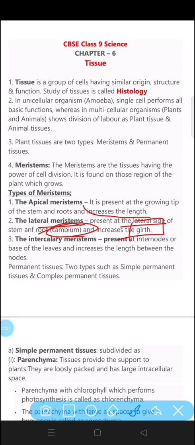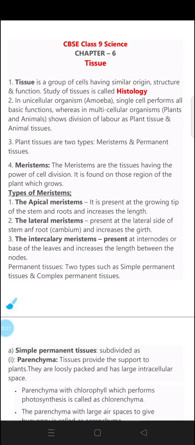Apical meristem increases length, lateral meristem increases girth, and the last one is intercalary meristem. They are present at the nodes and internodes on the base of leaves, and it increases the length between the nodes. The plant has nodes on it and the length between the nodes increases with the help of intercalary meristems.